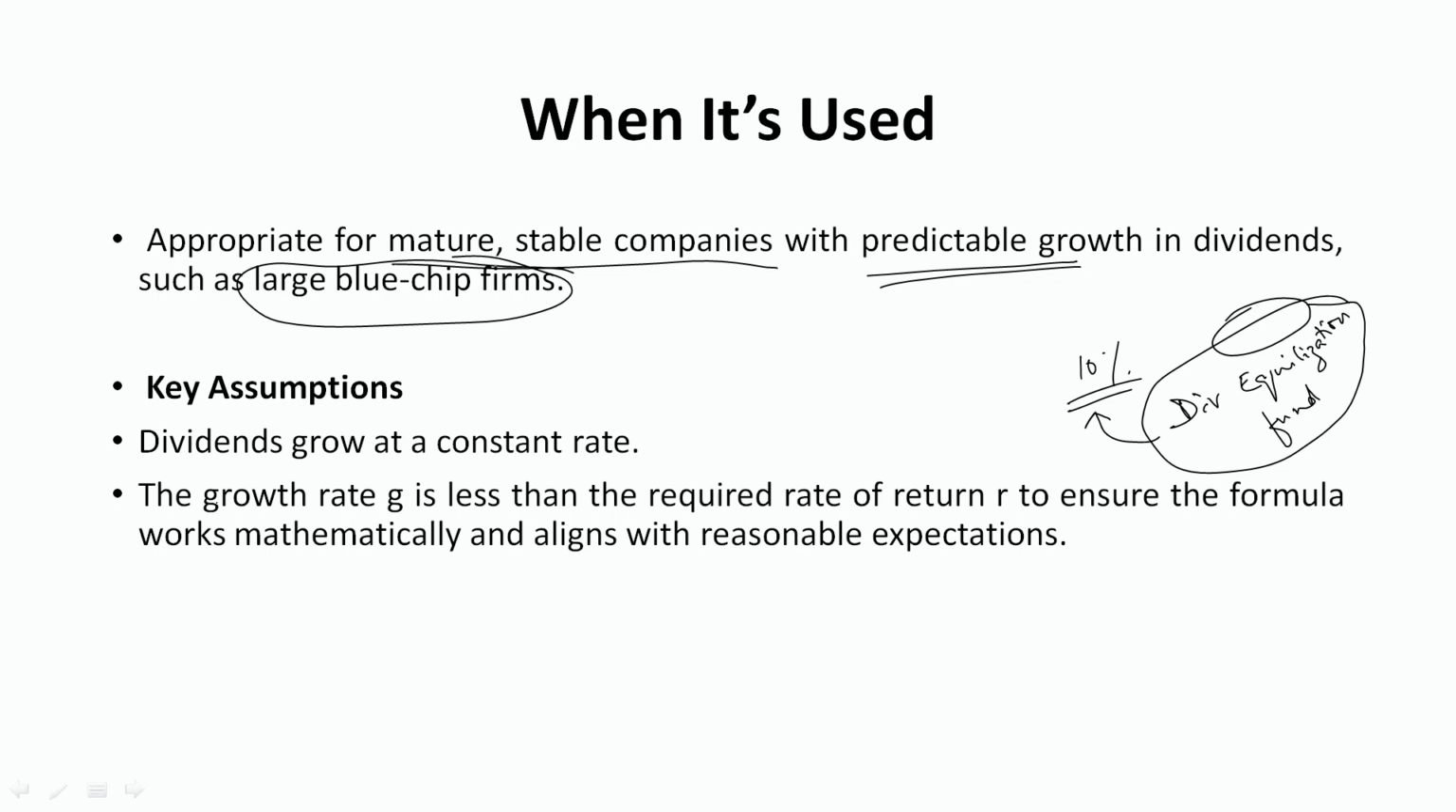The assumptions over here are that dividends will grow at a constant rate and the growth rate G is less than the required rate of return, that is R. Which means your expected rate is more and the growth rate is less. So that should be the condition. This can be done mathematically.